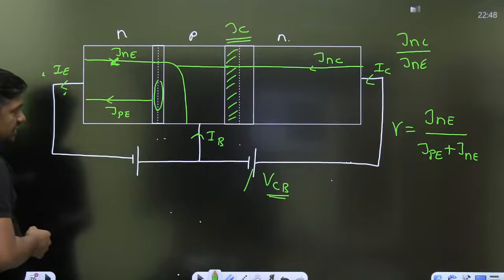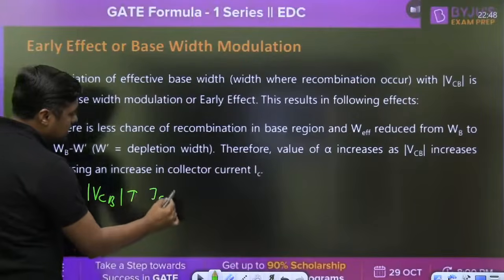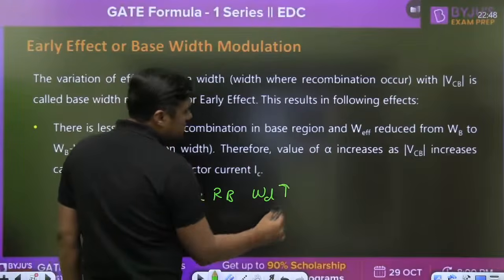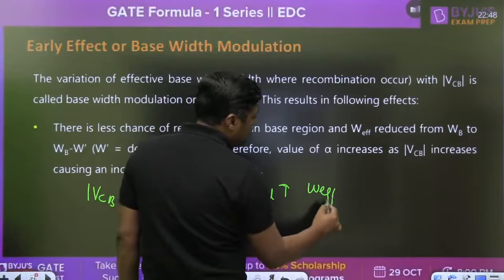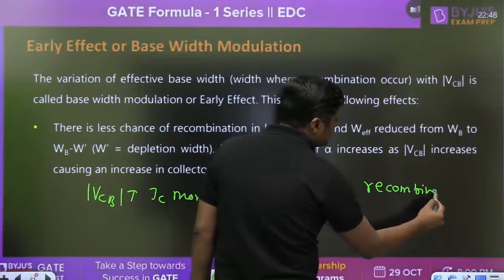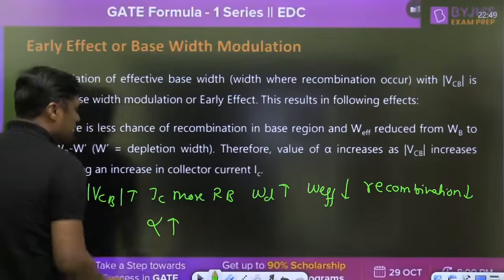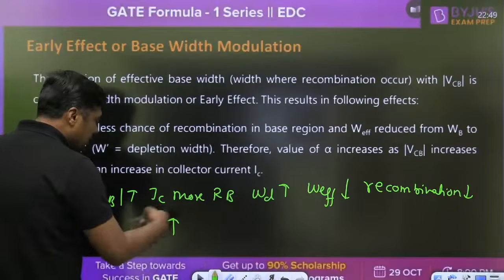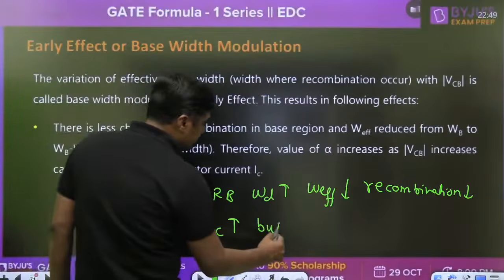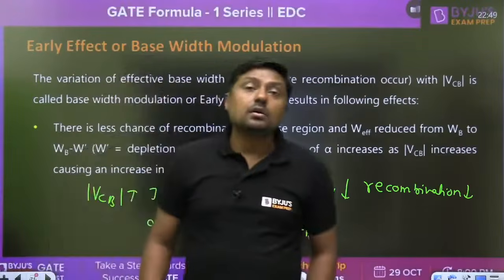So what is the early effect? Simply, when VCB increases, collector junction more reverse biased, depletion width increases, effective base width where recombination occurs decreases, recombination decreases, and because of this alpha increases. When alpha increases, IC increases, but base current decreases. This is the early effect, right?